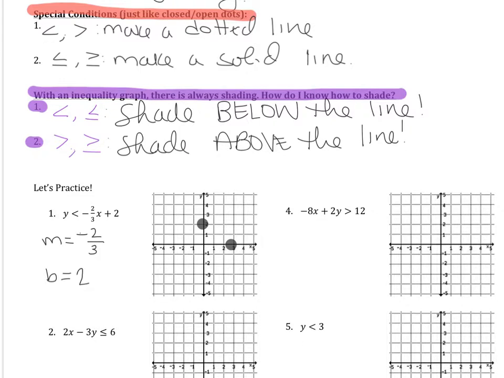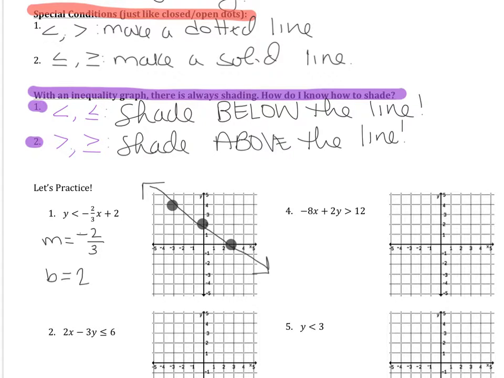And then I go down 2, I can't go to the right 3 anymore, so I'm not going to go back to my original point. I'm going to go up 2 and I'm going to go to the left 3. And then I'm going to connect my dots. Everybody's with me? Now notice, I just messed up because now I have to look at my inequality symbol.